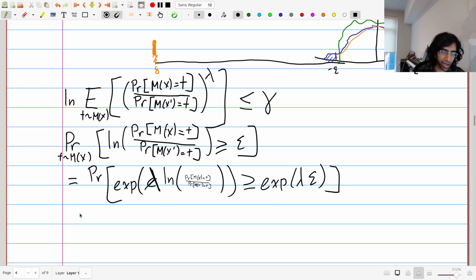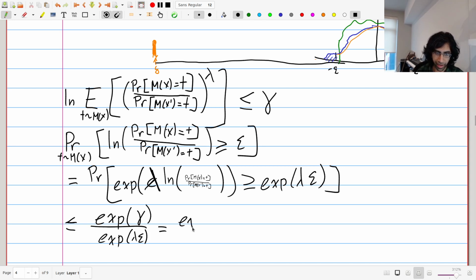I won't do the entire details. You can see the notes if you want it, just because there's going to be a lot of writing. But essentially, this can be upper bounded by exp of gamma divided by exp of lambda epsilon, which is equal to exp of gamma minus lambda epsilon. So this is delta, essentially.